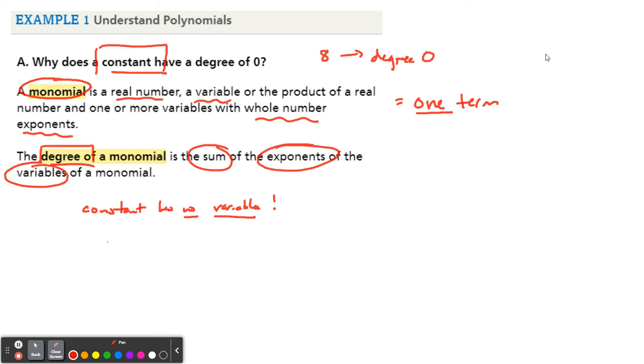Now, to further explain, let's show you why a constant has no variables. So let's go 8x to the 0, right? So this would have a degree of 0 because the sum of the exponents is 0. But there's a rule that anything raised to the 0 power is 1. This x to the 0 is just the number 1. So this 8x to the 0 is just 8 times 1. And 8 times 1 is, of course, 8. And there you go. You see it has no variables. And again, as I told you, this exponent has a degree equal to 0.